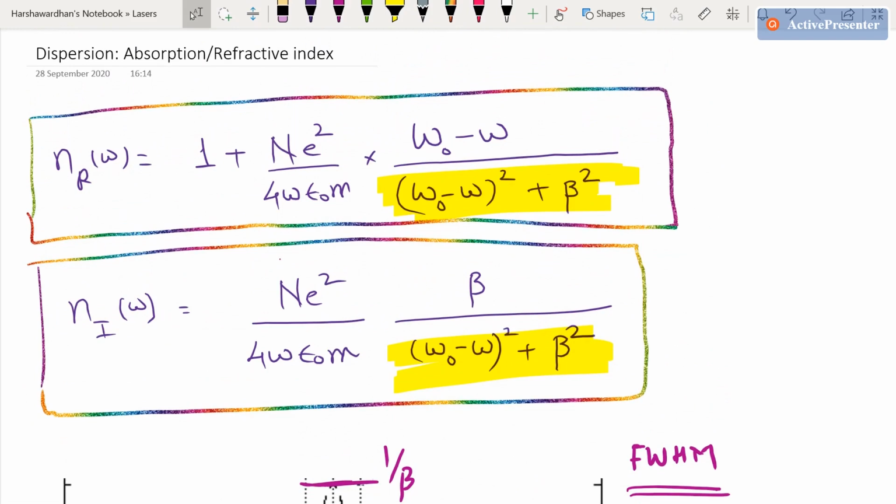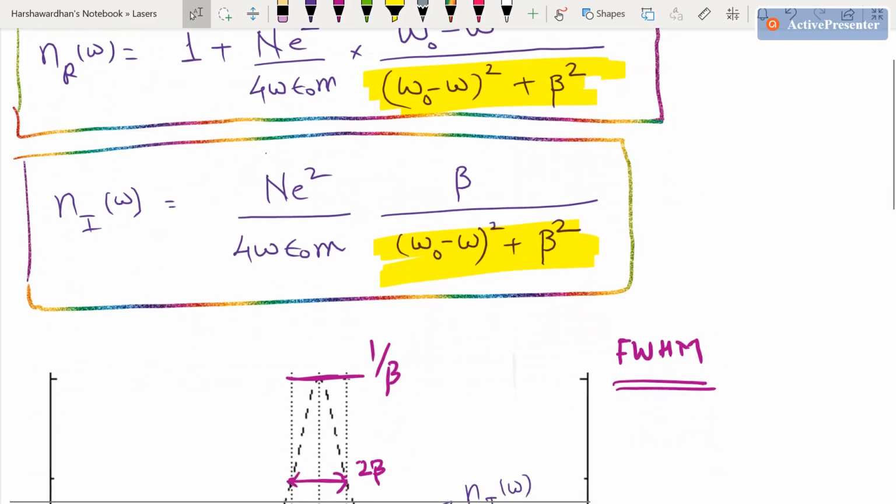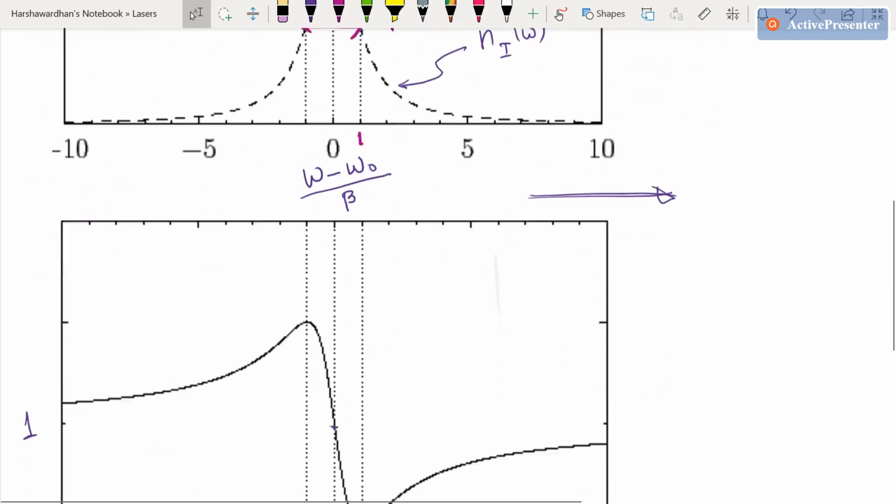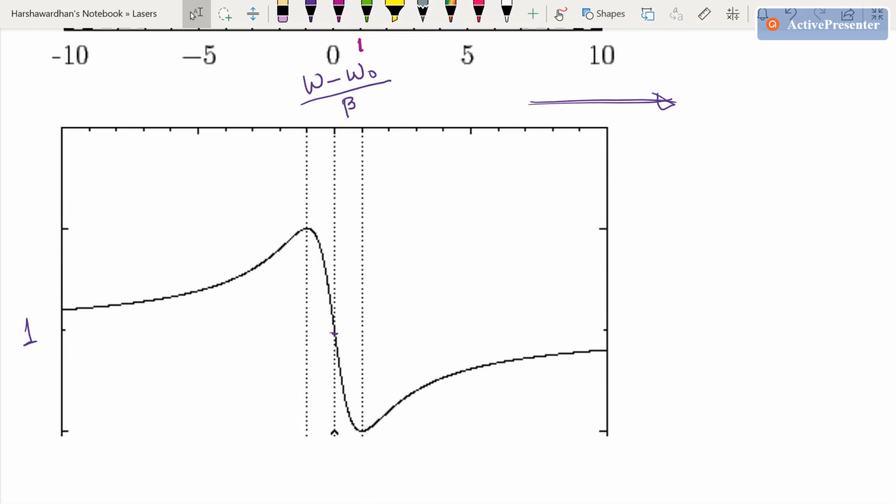As you go away from this, you will see that around omega naught, the slope of this quantity is actually negative, because dn over d omega will give me a negative coefficient. That is indeed captured here. So this is my real part of the refractive index, and in this region around the resonance, dn real by d omega is negative.